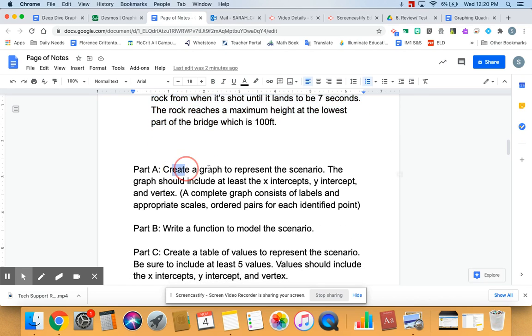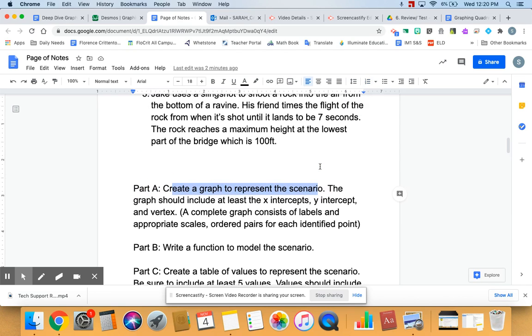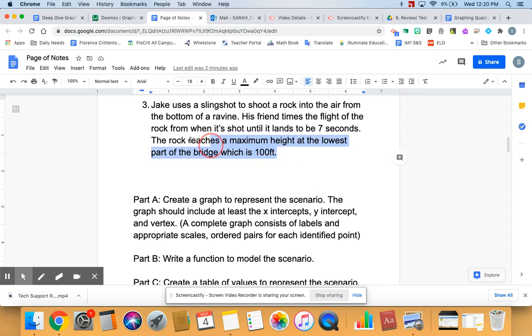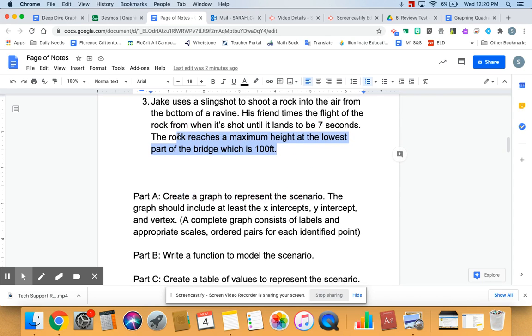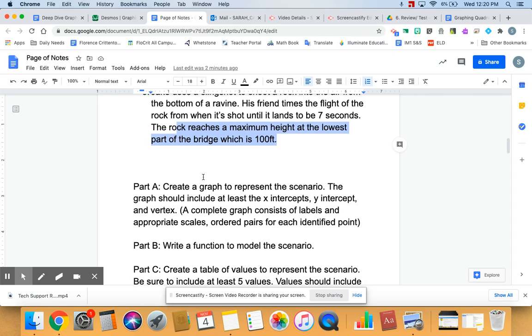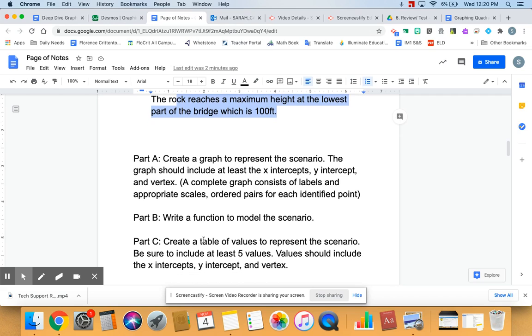Here they want you to create a graph of this scenario. It might be easiest to start with creating the table, then get the equation, and finally make the graph. That's the backwards order, because here it's not until part C that they ask for the table, even though it might be the easiest one to start with. Then to write a function means to write an equation, and then you can create the graph.